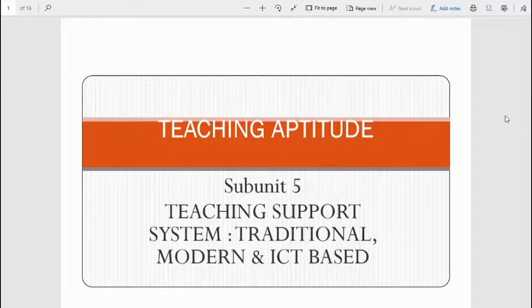So today in this video lecture I am going to deal with Paper 1, first unit Teaching Aptitude, fifth subunit, and the topic is teaching support system. We have to look into this teaching support system at three levels, and they are traditional, modern and ICT. And this is very important because MCQs are framed on this. So you have to pay attention.